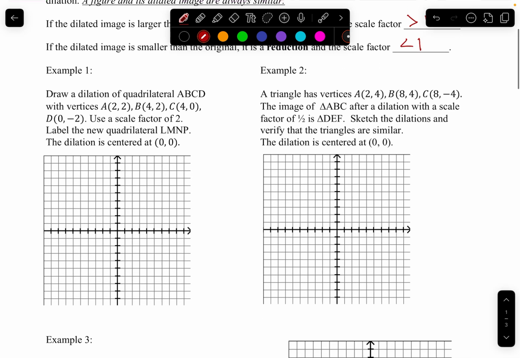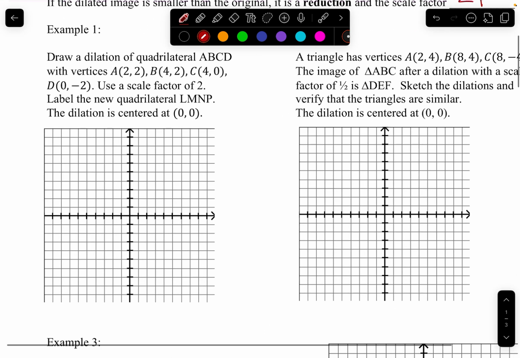So here we go. We're going to just jump right on into example 1. It says, draw a dilation of a quadrilateral ABCD with vertices at those places. Use a scale factor of 2. So because it's a scale factor of 2, that means that my new image should be larger than my pre-image. We're going to label the new quadrilateral LMNP. The dilation is centered at 0, 0.